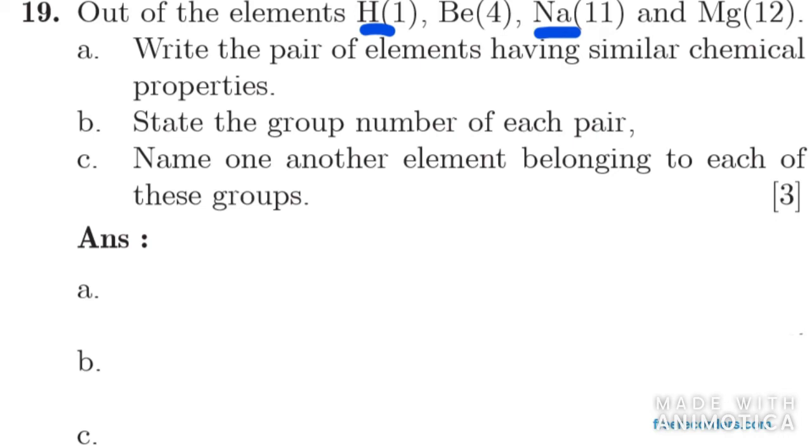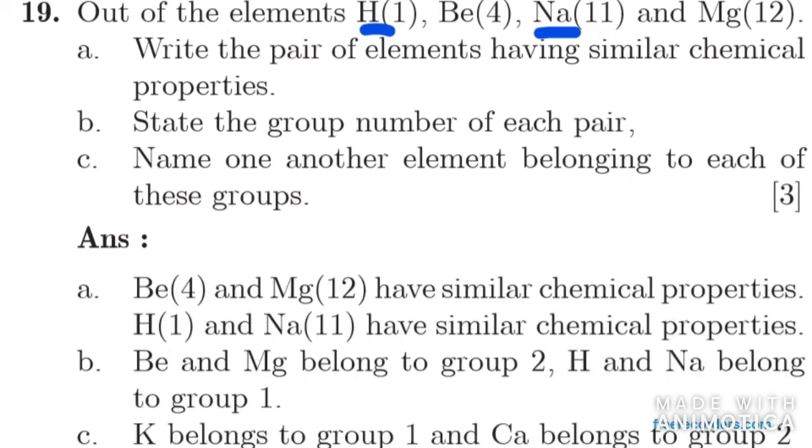The second one: state the group number of each pair. For H and Na, it is group number 1, and as we have magnesium and beryllium, it will be group number 2 because we have valency 2. Now the third one says: name another element belonging to each of these groups. In group 1 we have potassium, in group 2 we have calcium. So that's all for question number 19, and you can note down the answers from this part if you want to.